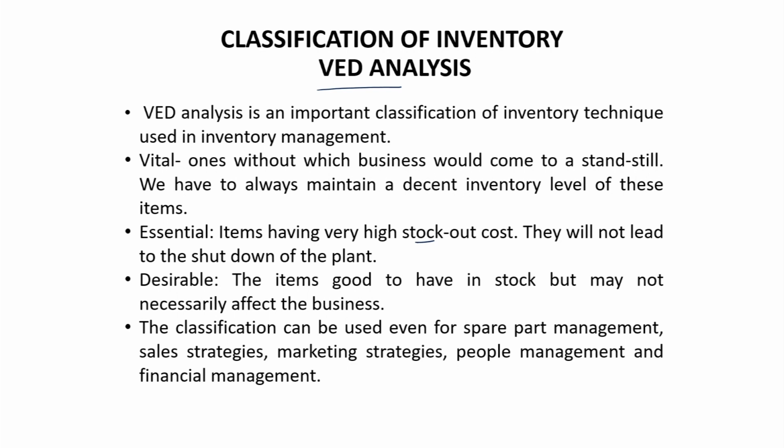Then the third category of items are called desirable items. These are items good to have in stock, but may not necessarily affect the business. You should try to keep them in stock, but if the item is not there, it will not adversely affect the operations or business. Your business can continue to work smoothly.